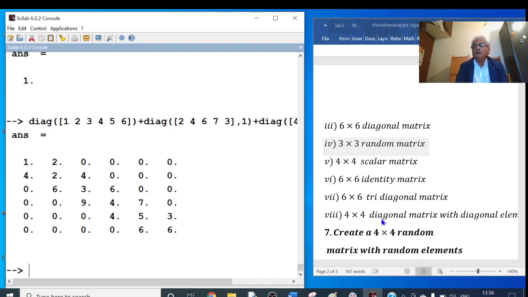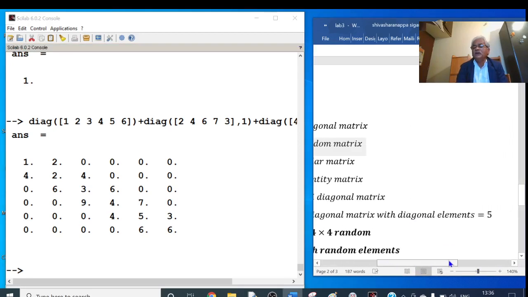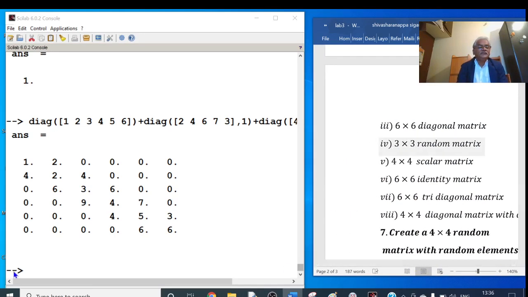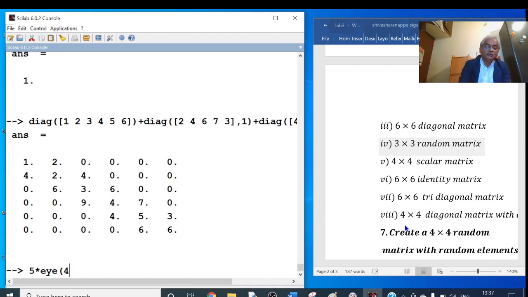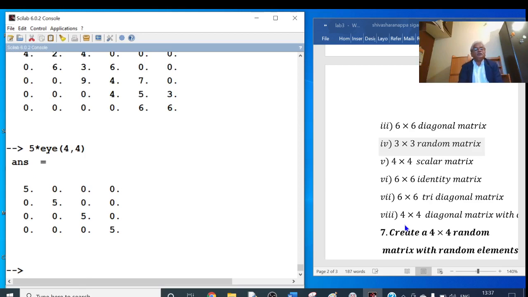Next one is a 4 by 4 diagonal matrix with diagonal elements 5. So we have to write diagonal matrix 5, which is nothing but a scalar matrix. I have to give 5 star EYE, open bracket. What is the size? 4 by 4, so I give 4 comma 4, bracket close, enter. So this is the 4 by 4 matrix where all the diagonal elements are 5. Okay.